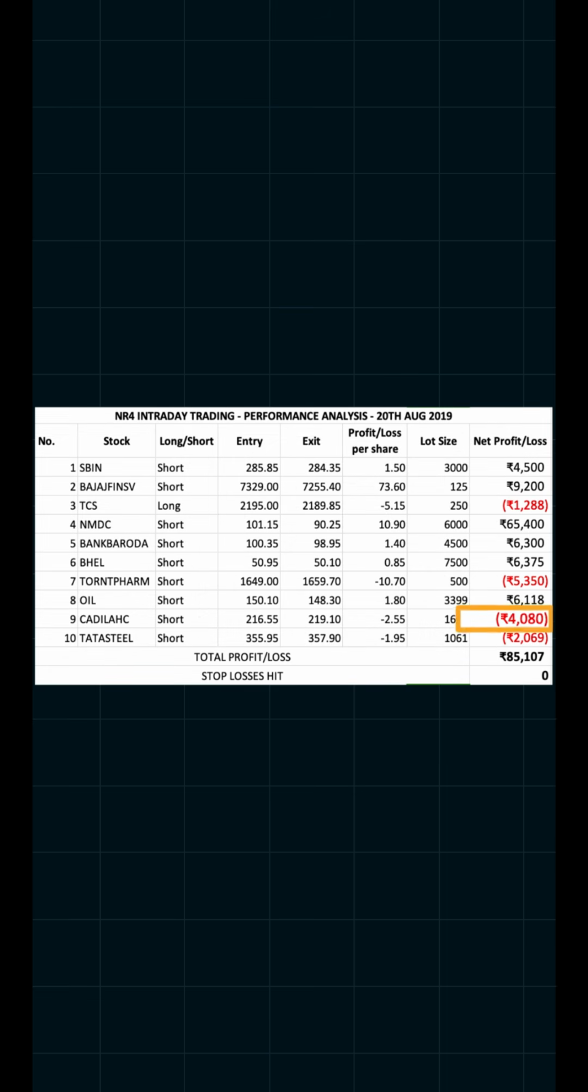4 out of 10 trades lost money, but no stop losses hit. All the trades were closed at EOD, profit of 85,000 rupees. Even if we remove NMDC, the outlier where the gains were very large, we still have a profit of 20,000, which is a good sign for a system. As you could see, we were entering the trades in real time here.